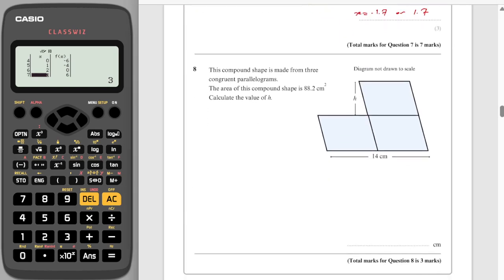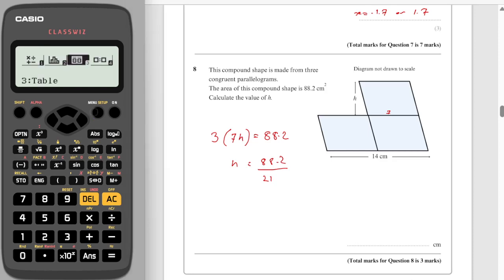Okay, a compound shape is made from 3 congruent parallelograms. The area of the compound shape is 88.2. Calculate the value of h. Each parallelogram is going to be h high and 7 wide. So 3 parallelograms, which are each of area 7h, has got to be equal to 88.2. So h is going to be equal to 88.2 divided by 3 times 7, so divided by 21.